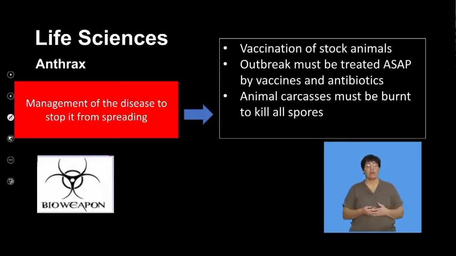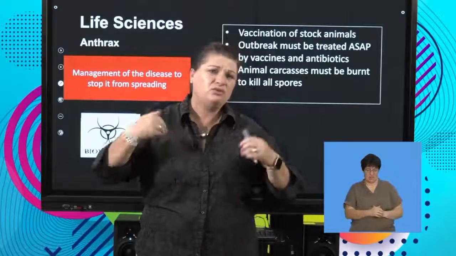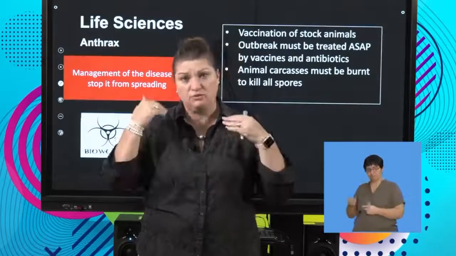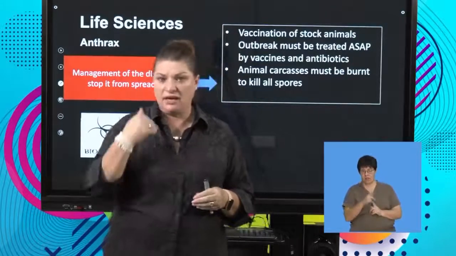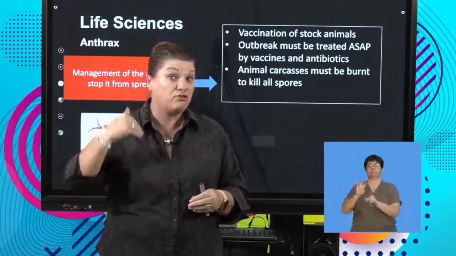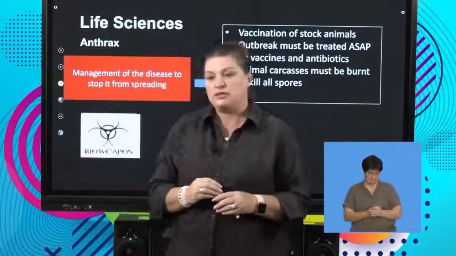We can vaccinate our cattle. Right? We don't generally get vaccinated for anthrax. So cattle, they're the ones who mostly get it. So we vaccinate the cattle against it so that if they do get the bacteria, their body recognizes it and they could do something about it.